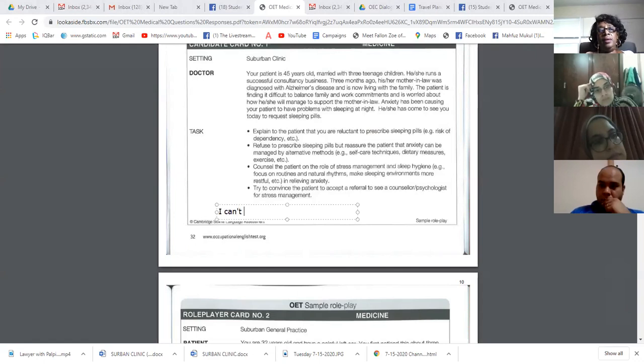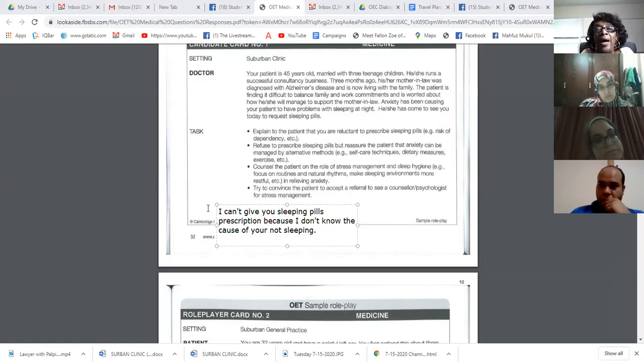I can't give you sleeping pills prescription because I don't know the cause of your not sleeping. And then it would be, so why? Refuse to the patient. Also, we can add the side effect of the drugs. Yeah, you can tell me this, the side effect of the drugs might be whatever they may be.